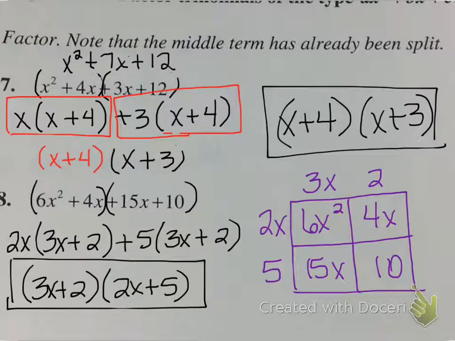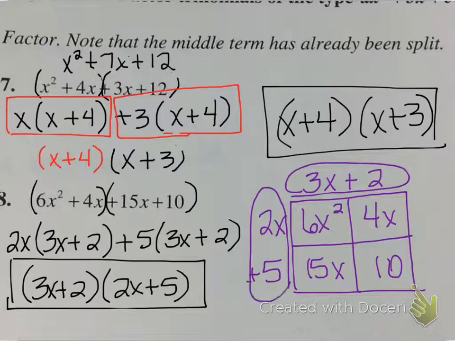Do you notice anything between what my final answer was when I did the grouping method and my GCFs of my rows and my columns? Well, my top I have 3x, that's a positive 2, so that's a plus 2. Down the side I have 2x, and that's a positive 5. There are my binomials that I got when I did it this way. So box method and factor by grouping gives you the same result. So that's kind of nice. I find the box method I don't have to do as many steps, but it's up to you.